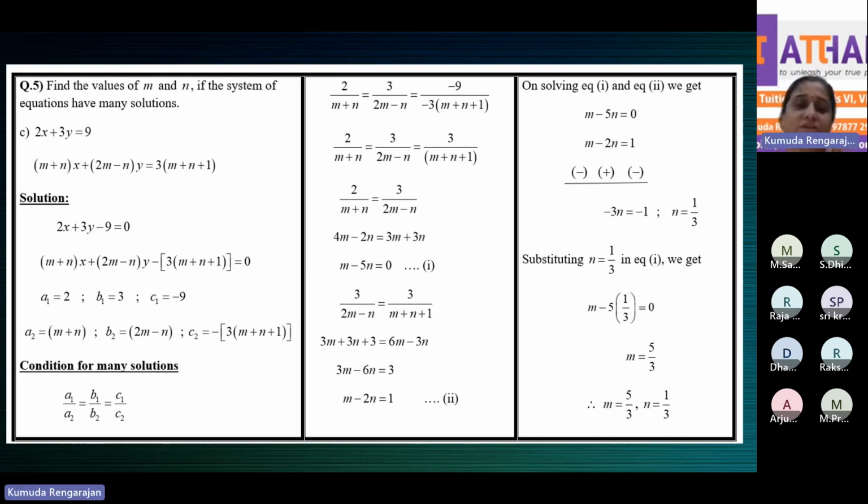You can also equate these two and you'll get a different equation. See, you can also equate these two. You'll get a different equation, but the values of m and n will be the same.